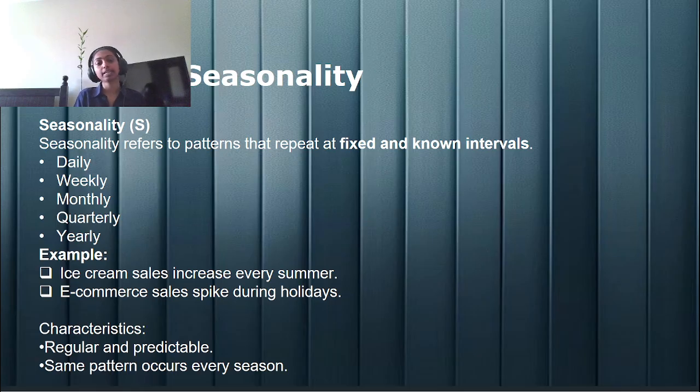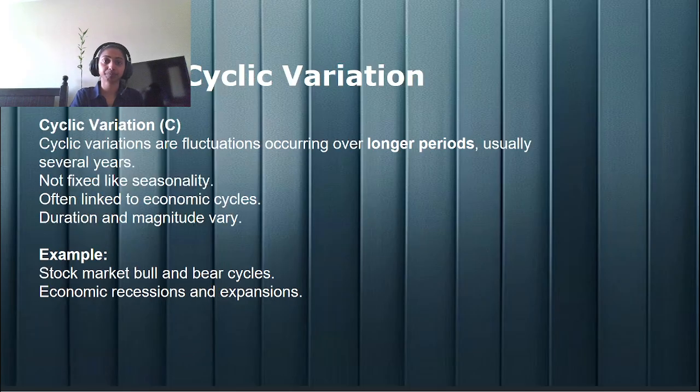Here is an example: ice cream sales increase every summer. So for the summer season we can make the necessary changes. During holidays there is a spike. So these are the seasonality elements within time series data.